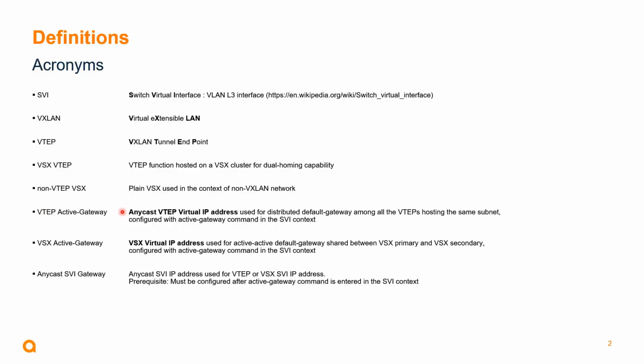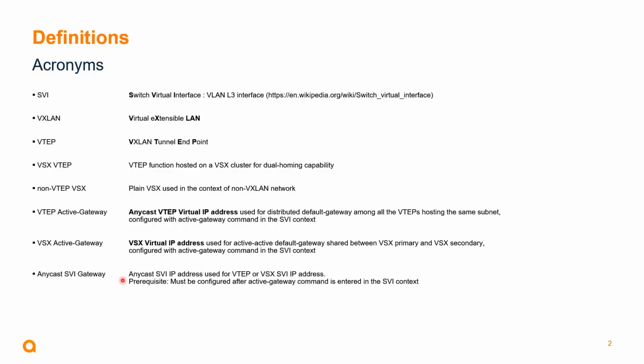VTEP Active Gateway is the Anycast VTEP virtual IP address that is used for distributed default gateway in the EVPN VXLAN network. That configuration is inside the SVI context with the Active Gateway command. This is also the legacy VSX Active Gateway, which is the VSX virtual IP address used for the active default gateway shared between the VSX primary and VSX secondary, and that is also of course in the SVI context.